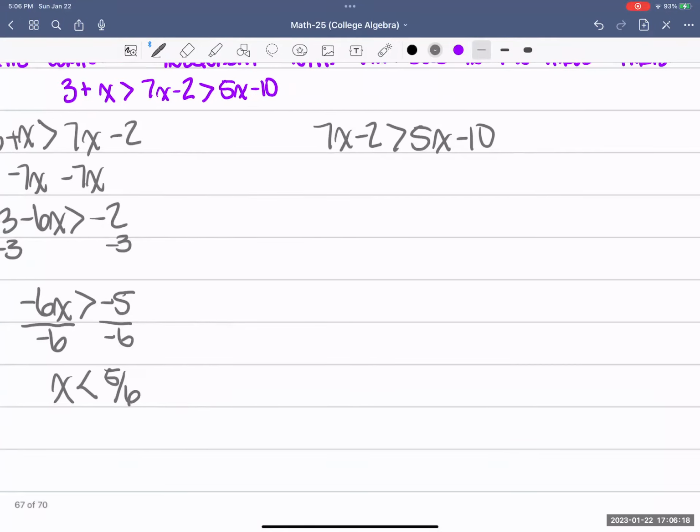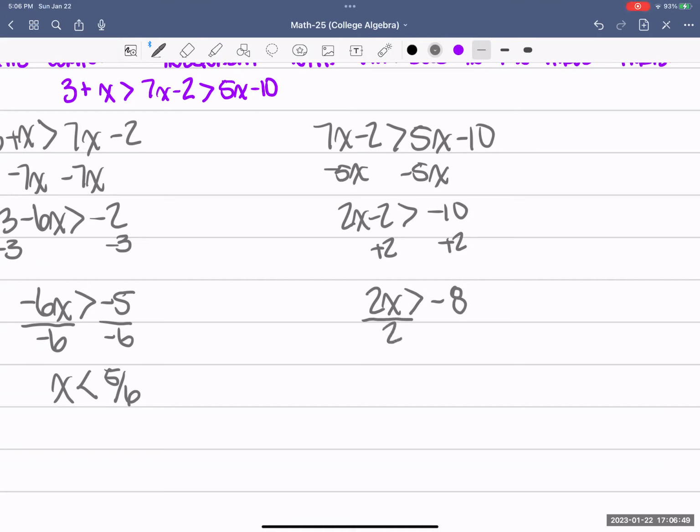Now let's look at this other inequality. Add 2 to both sides, I lied, minus 5x on both sides. That way we could get all the variables over to the left side. So we have 2x minus 2 is greater than negative 10. Add 2 to both sides. 2x is greater than negative 8. Divide both sides by 2, leaving us with x is greater than negative 4.